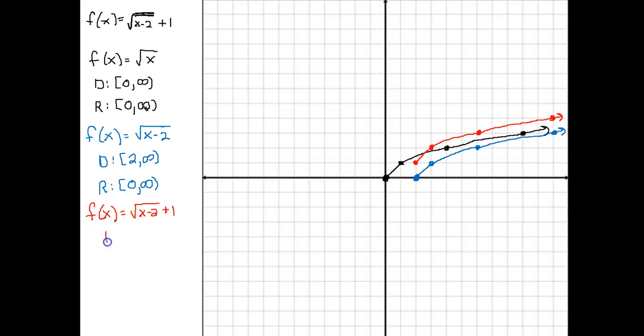And notice now, domain is still 2 to infinity because we didn't shift left or right again, but now the range has changed to become 1 to infinity. Since we shifted up 1, we added 1 to this 0 and got 1. Infinity you don't really change. And earlier with the domain, we shifted right 2, so we added 2 to this 0. If you shift left, you're going to subtract, or if you shift down, you're going to subtract. So the domain and range are affected by how you're shifting.